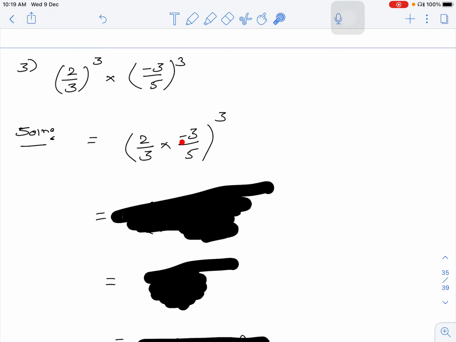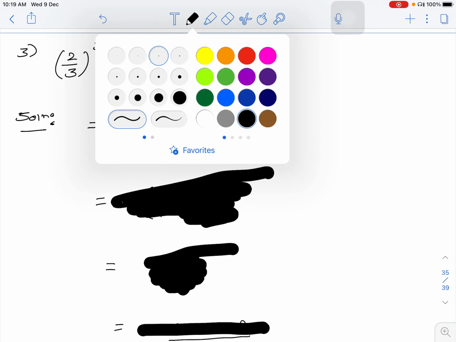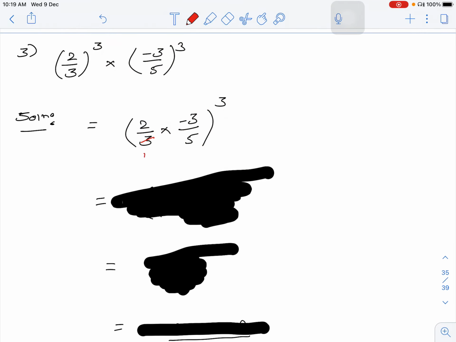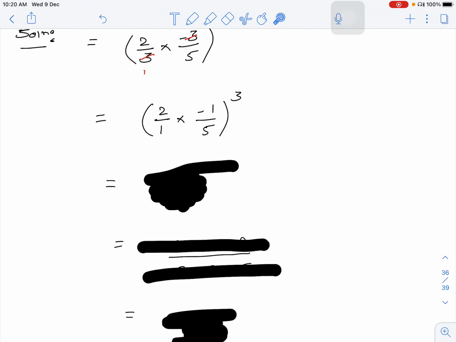2 upon 3 into minus 3 upon 5 raised to 3. Okay, so now check whether we can cancel any numbers. Yes, we can. 3 ones are 3, 3 ones are 3. Okay, now in the next step what you will get? 2 upon 1 into minus 1 upon 5 raised to 3. So 2 into minus 1, minus 2 upon 5 raised to 3.